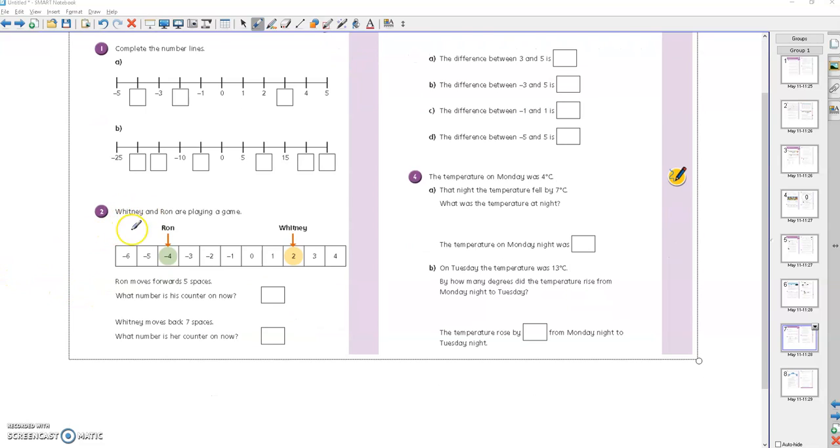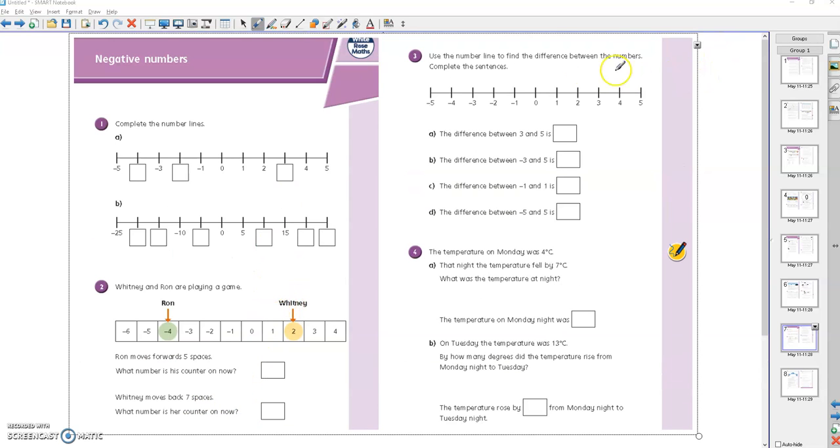Here, Whitney and Ron are playing a game. He's stuck on -4. She's ahead on 2. He moves forward 5 spaces. Where is he now? And Whitney moves back 7 spaces. What number is her counter on now?